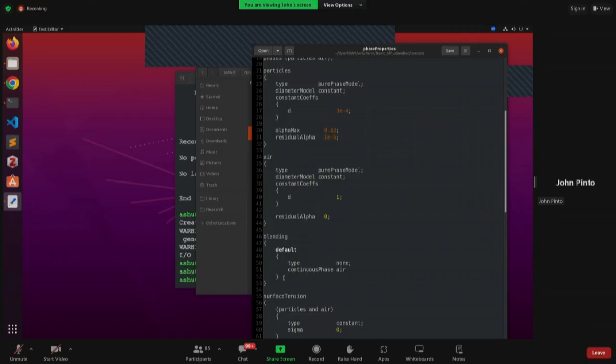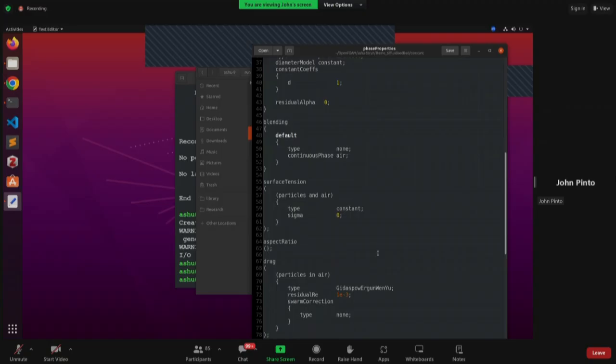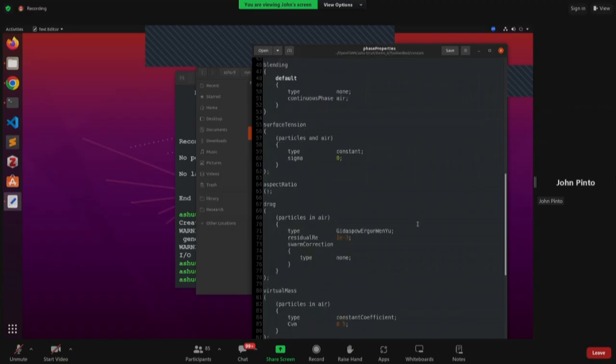Now in this case, blending is not needed because our continuous phase is always constant air. It cannot be the other way around. So that's why there is no blending, and we have given the continuous phase as air. Surface tension we have neglected. Aspect ratio, if we have not given it, that means the diameter is constant.